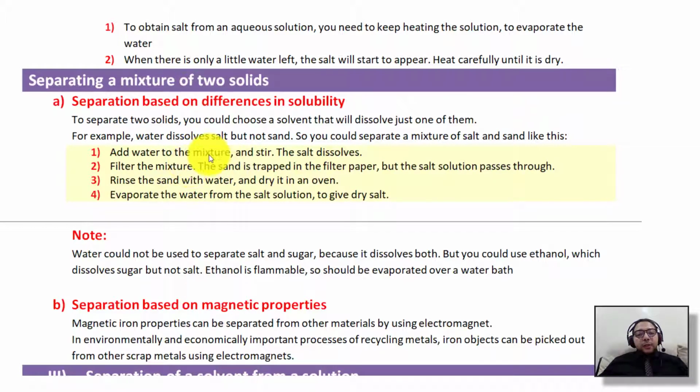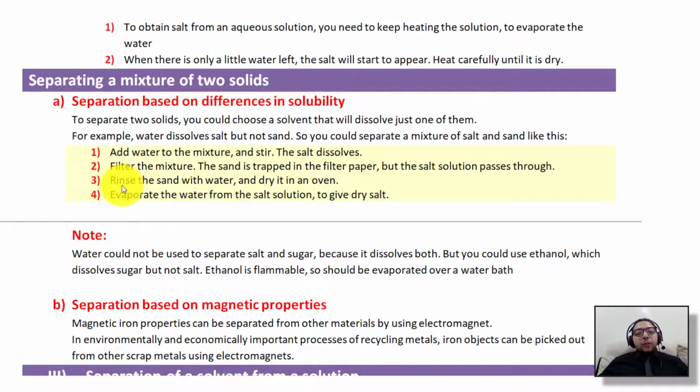When we add water and stir the mixture, the solid which dissolves in the water is going to dissolve and the other one is going to remain. So we dissolve the soluble solid first, then we filter the mixture. When we filter the mixture, the undissolved solid, which is sand, will be trapped in the filter paper, and the dissolved solid will go through the filter paper with the water.